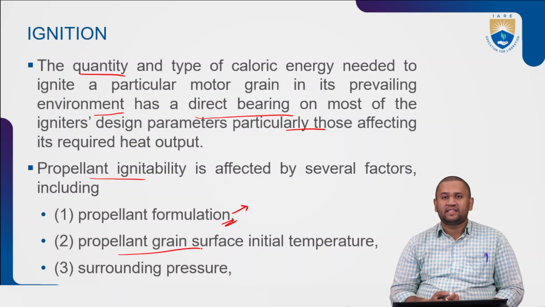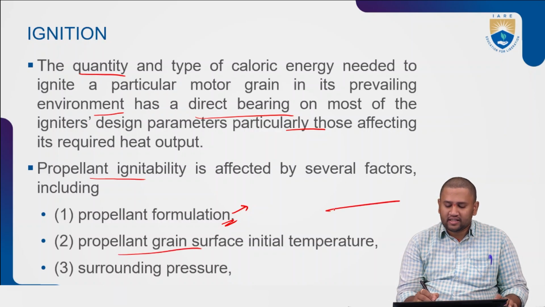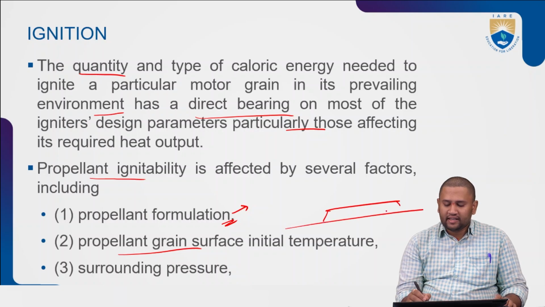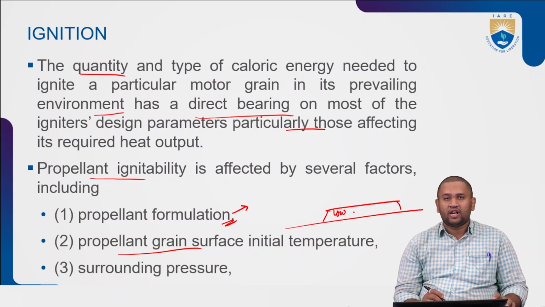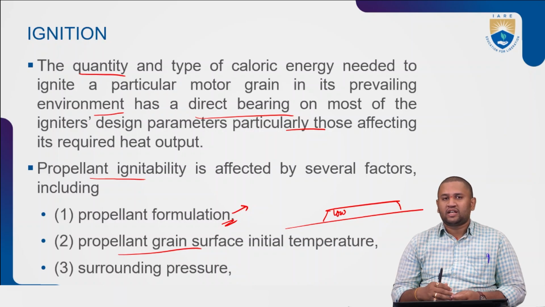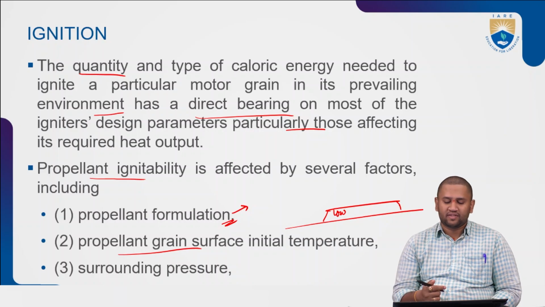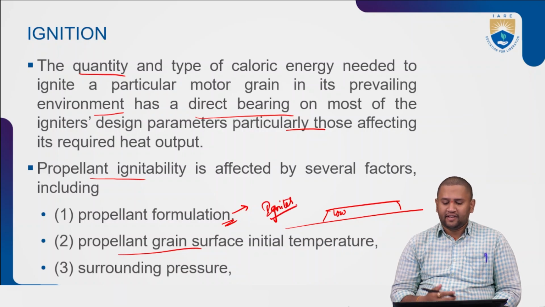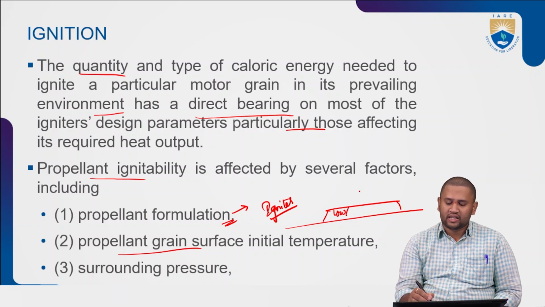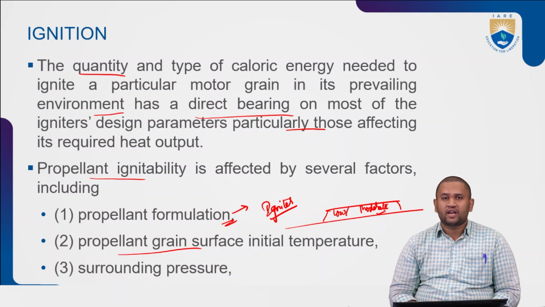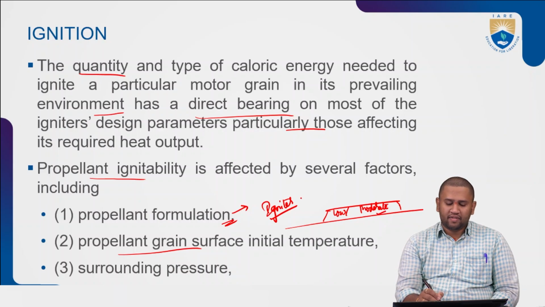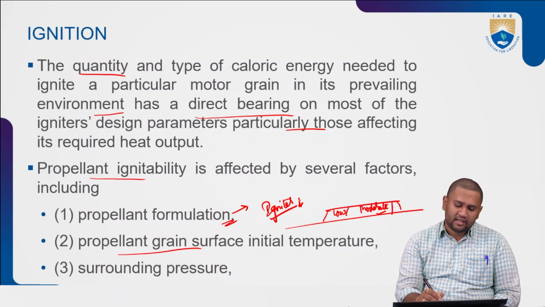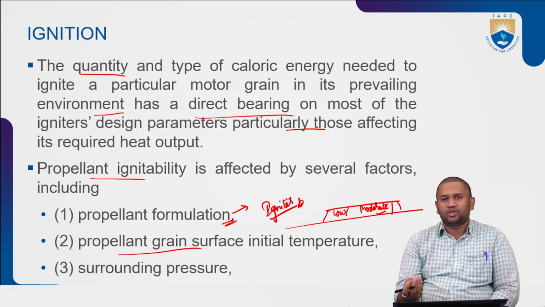Next, propellant grain surface initial temperature. If the propellant grain is at low temperature, what happens? In order to convert it to gaseous form, we need to put in more temperature from the igniter side. If the propellant surface is at somewhat moderate temperature, the igniter power can be somewhat less compared to the previous case. If the temperature is somewhat high, a small charge of explosive in the igniter might do the work.